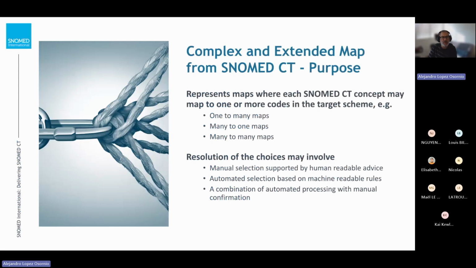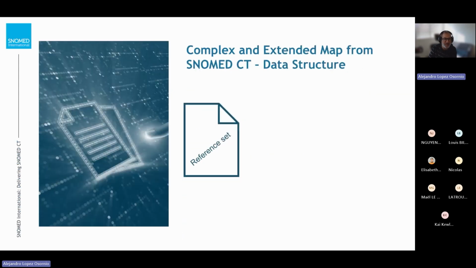And also it tries to help you choose the resolution if you have multiple maps. When you have multiple maps and only some of them apply on certain conditions, then you need to be able to define that in a way that can be interpreted by a computer. So let's see how a complex and extended map work. Yes. So we see the reference set, and this is a simple map reference set with the target code.